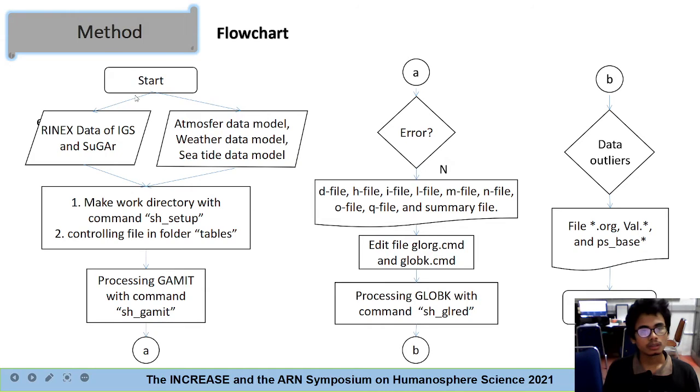Flowchart. First, we need to get RINEX data of IGS and SuGAr, atmosphere data model, weather data model, and Z data model. We can get them from websites. Then we make a work directory with the command sh setup and the controlling files in the folder tables. Then we process GAMIT with the command sh gamit.